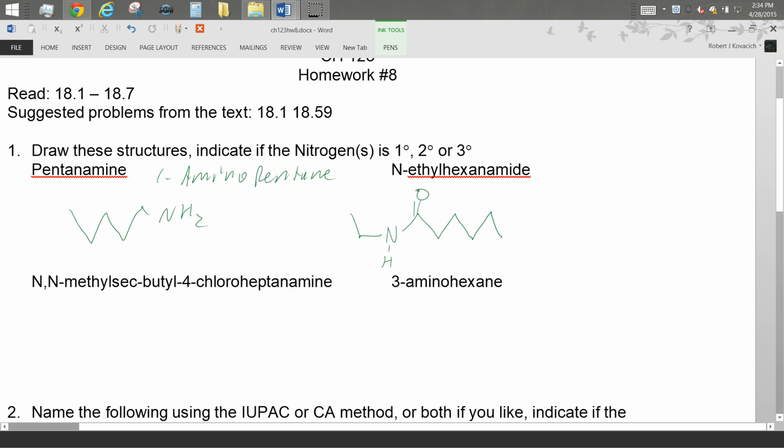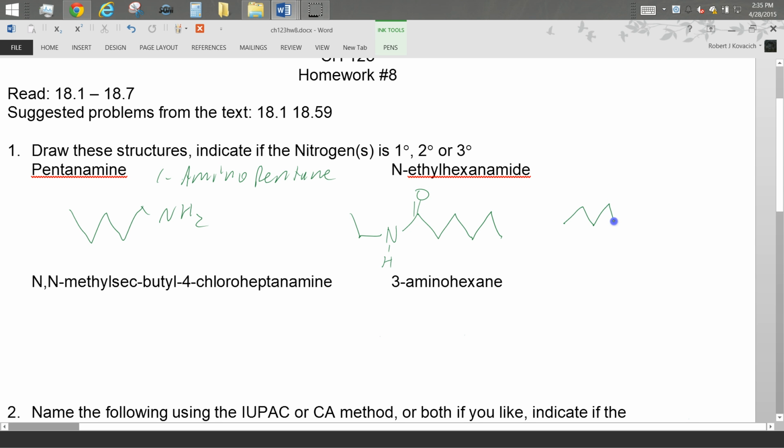So one of the major differences between being able to name the amines and the amides is this piece here that has the carbonyl group on it is the root name, regardless of how long it is. Does that make sense? So what if the molecule looked like this?